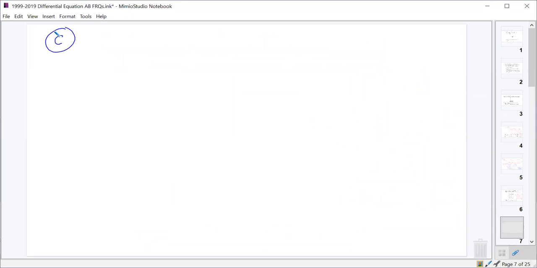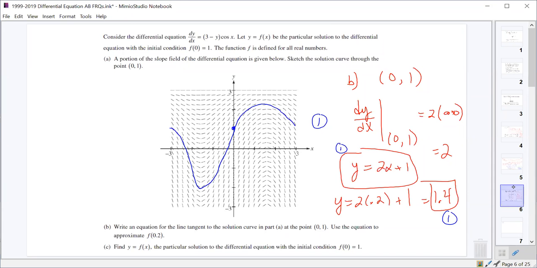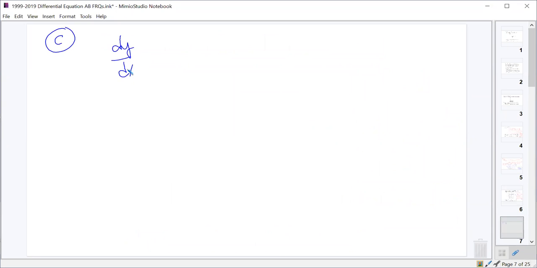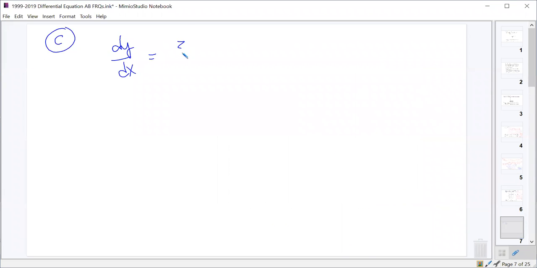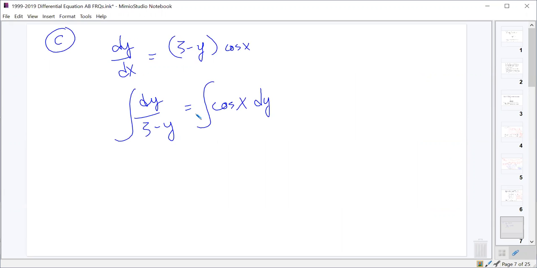All right, and then part C just asks us to solve that differential equation using that particular solution, f of 0 equals 1. So I'm going to rewrite this over here, dy dx equals 3 minus y times cosine x. Okay. So 1 point if you properly separate the variables. Two points for your antiderivatives if you get them correct. So the right-hand side should have been pretty straightforward. The right-hand side would have just been sine x. And we'll put our plus c there.